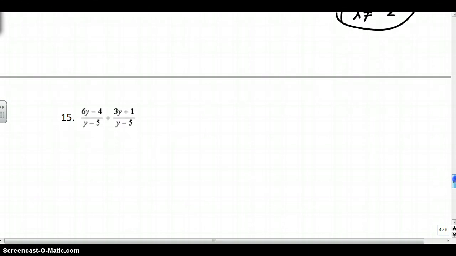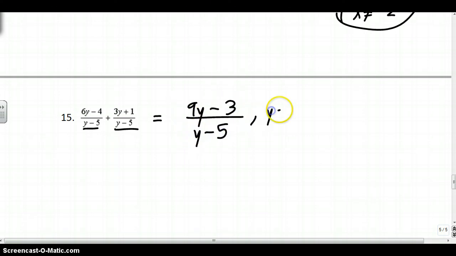Always look for shortcuts. And lastly, 6y minus 4 over y minus 5 plus 3y plus 1 over y minus 5. Once again, common denominators. Just go ahead and add straight across. 6y plus 3y is 9y. Negative 4 plus 1 is a negative 3 over y minus 5. Obviously, y can't equal 5 from the denominator.